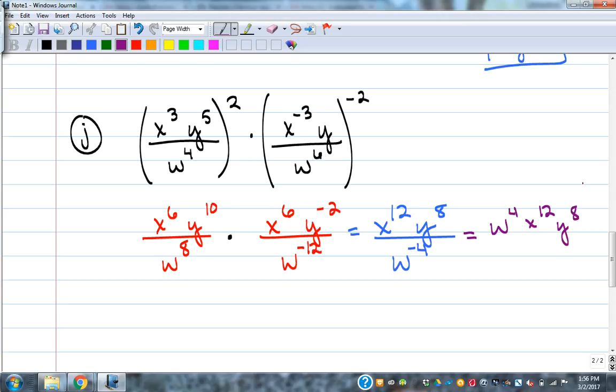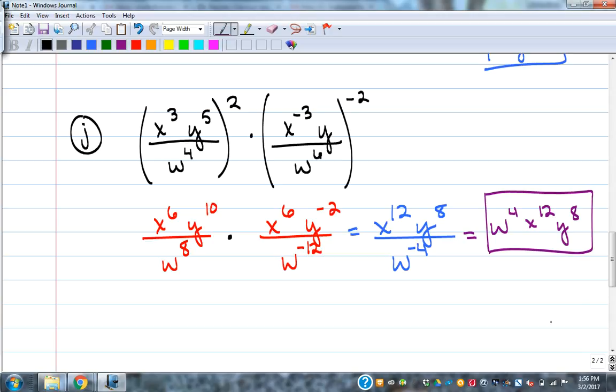I wrote in that order because OCD exists and some of us have it. It's alphabetical order, right? W, X, Y. It doesn't matter. If you put the w to the 4th on the end down there, that's fine. Multiplication rules say you can rearrange it in whatever order you want to. I just had to put it in alphabetical order, or I'd have been a little bit worried for the rest of the period. So I had to fix it.